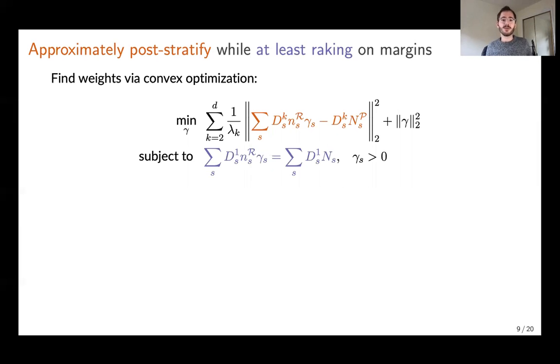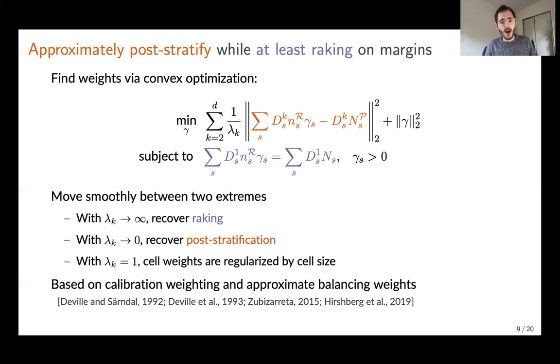And then the thing that we're going to add on top of this is a raking constraint. So we're going to constrain these weights to at least rake, which means we're going to make sure that the margins between the weighted distribution of the responders and the target match exactly, and also that the weights are non-negative. So we have a hyperparameter here, lambda k, which allows us to move smoothly between these two extremes.